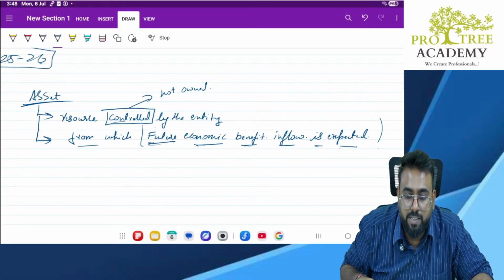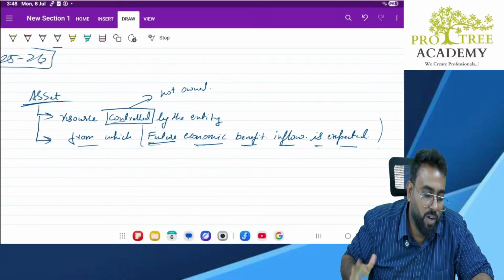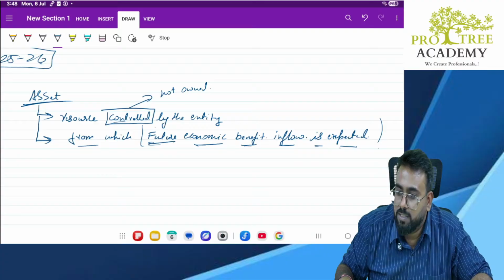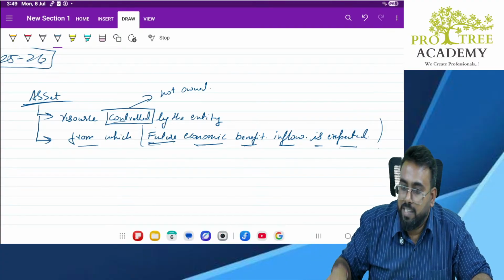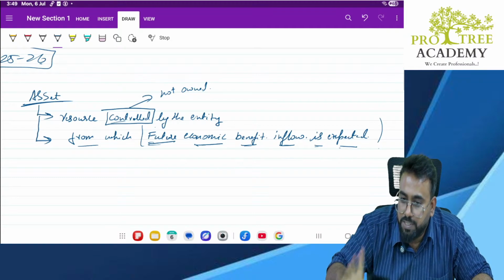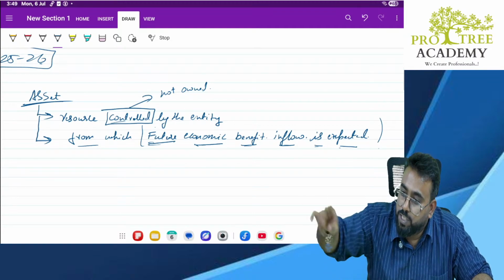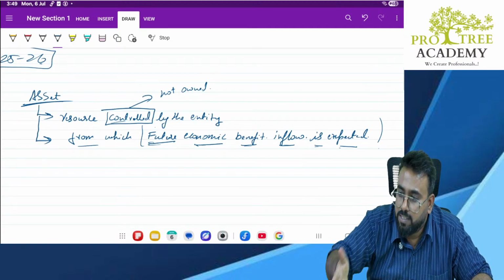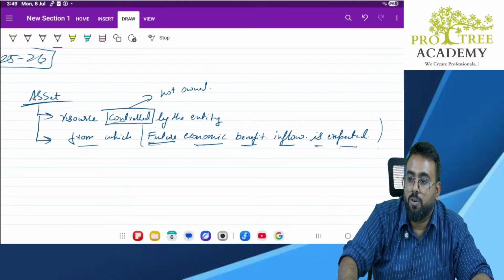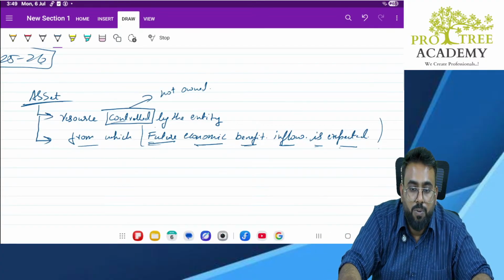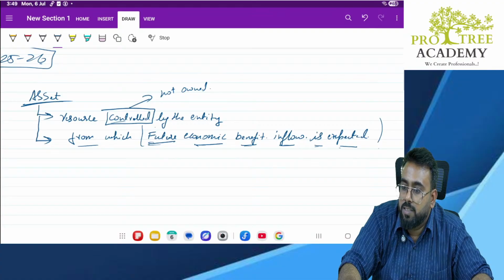Yes or no? It's your money. If he comes to pay also, you can say, no, I will not take it today. I will take it after a few days. I am not in town. Is it a resource controlled by you? Yes. From which future economic benefit is expected? Yes. Whenever you want, he will come and give in cash. That cash itself is economic benefit. Correct or no? Hello? Is everybody understanding? Yes.